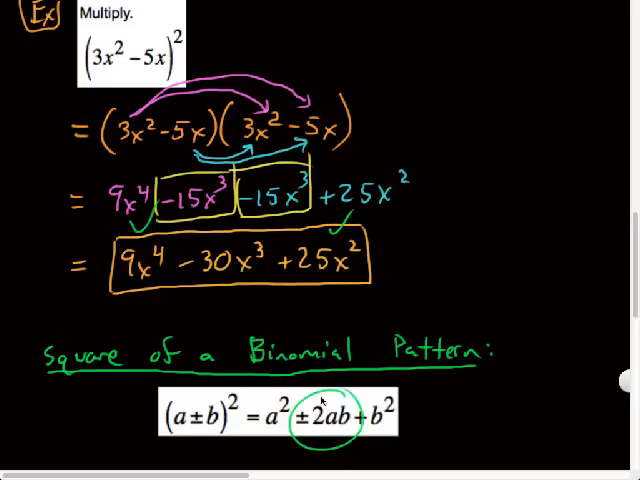Now the middle term's interesting. It's plus 2ab. Where does that 2 come from? Well, remember when I combined these like terms here, these were exactly the same.